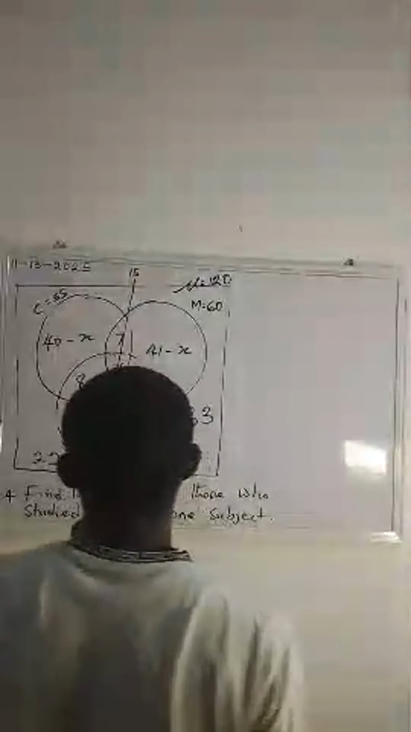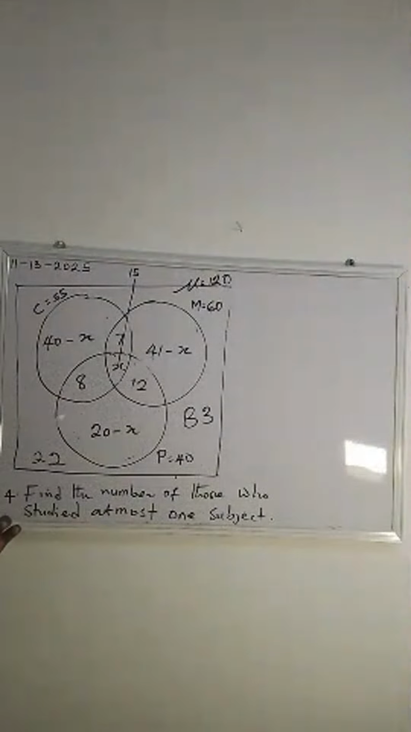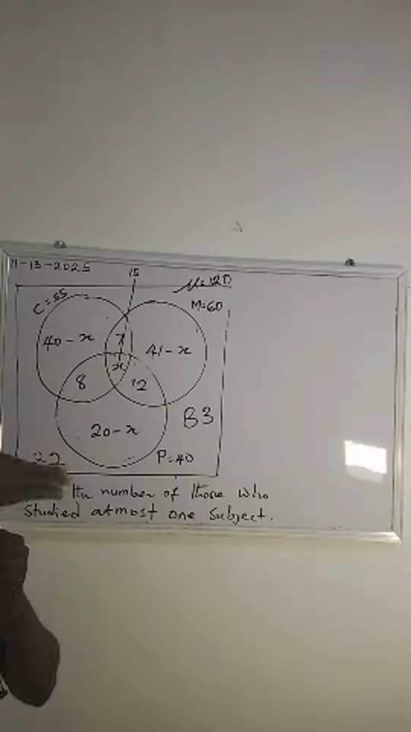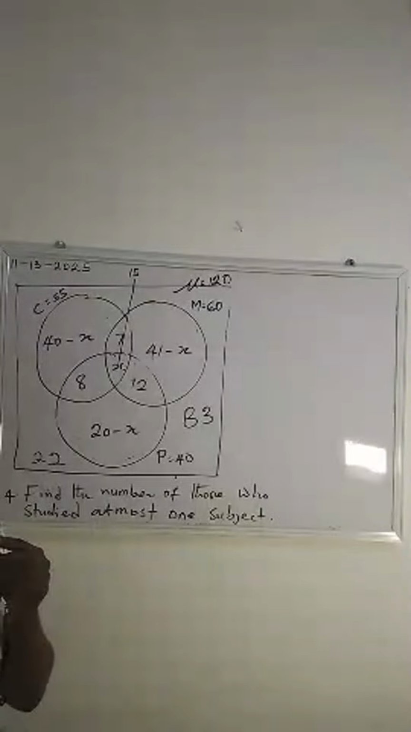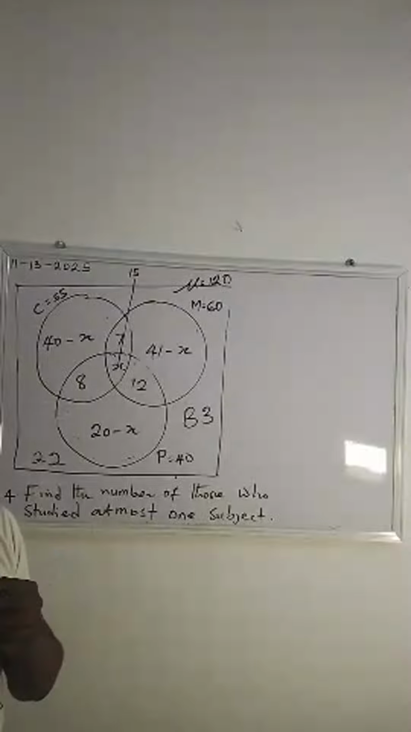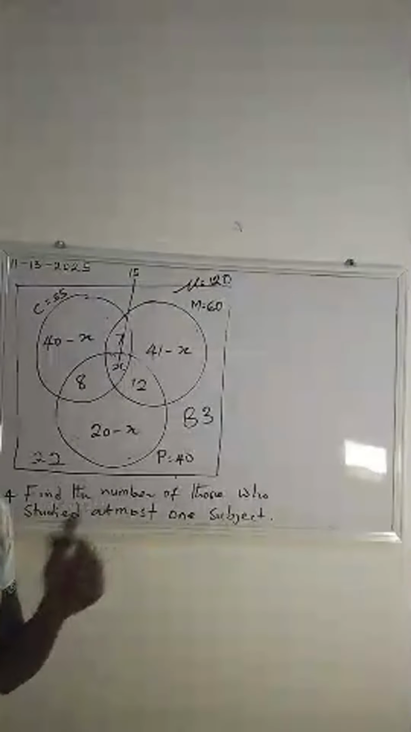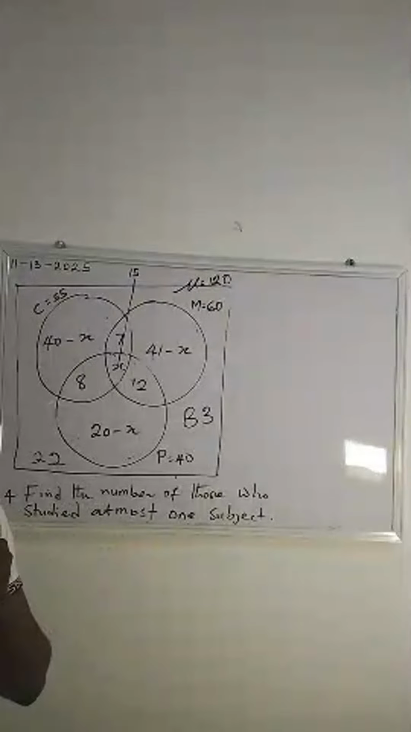Now, let's look at this. You have to find the number of those who study at most one subject. At most one subject. That is, you are giving the maximum. We must not have any student that studies more than one. At most, the highest is one. So that means I may not even study at all.